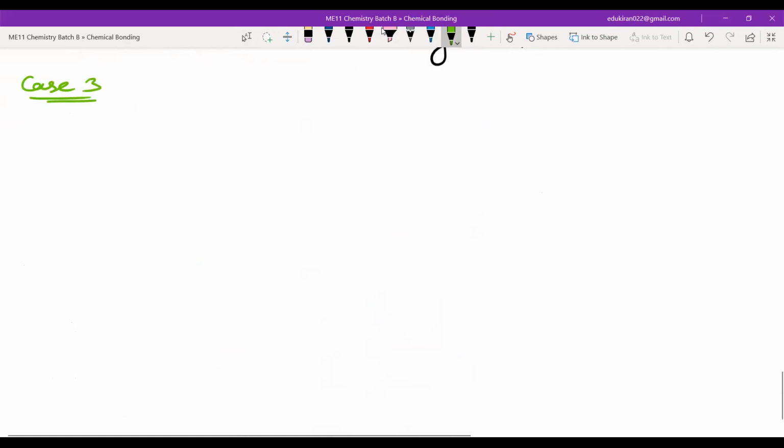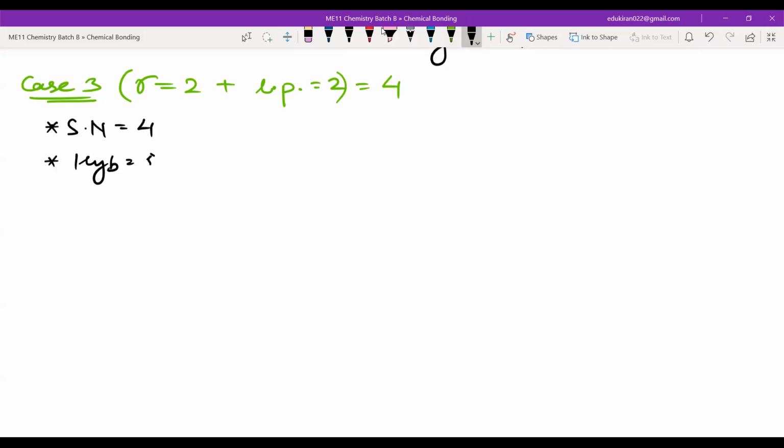Case 3 for sigma. For the steric number 4, the sigma bond count can also be 2, and there can also be 2 lone pairs. This will give you the steric number 4. The hybridization is again sp3, and all the things are the same here. The molecule will be AB2 with 2 lone pairs.